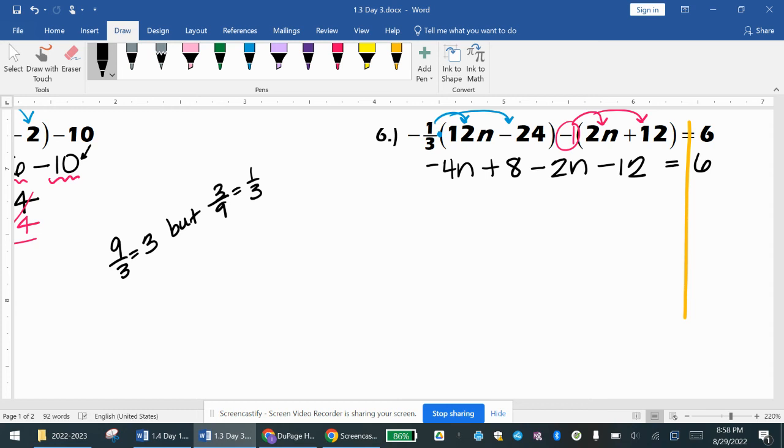Then I'm going to look for like terms. I've got a couple that I can combine. I've got the linear terms, negative 4n minus 2n, which is going to give me negative 6n. And then we've got 8 minus 12, which is going to give you negative 4. Okay, eyes on the prize. We want to isolate the variable and get it by itself. So first we're going to go ahead and cancel any addition or subtraction.